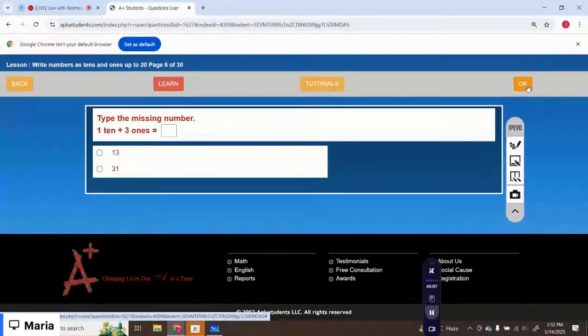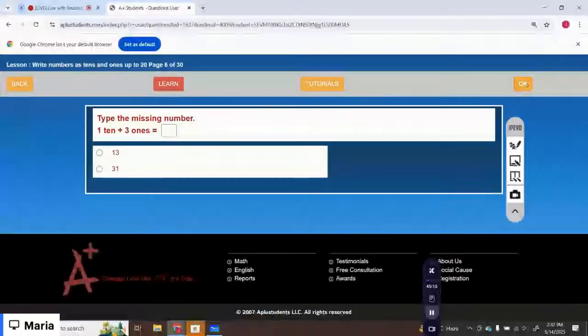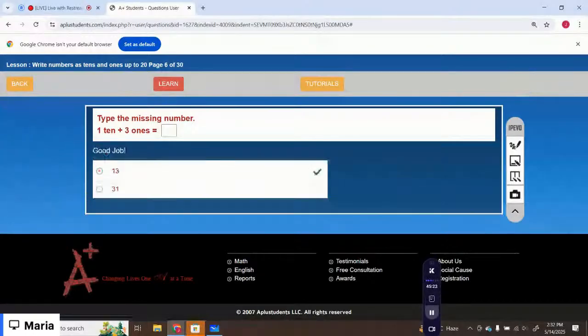Type the missing number. 1 ten plus 3 ones. So which number do 1 ten and 3 ones make? That means 1 is in the tens position and 3 is in the ones. So the number they make is 13. Option number 1 is the correct option.